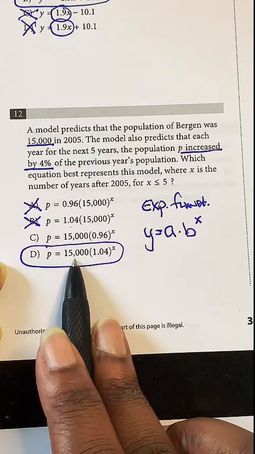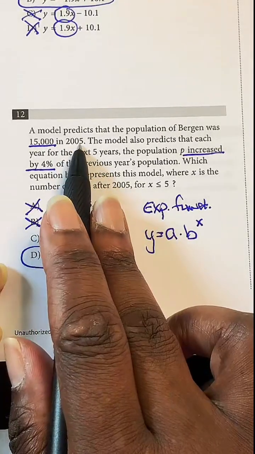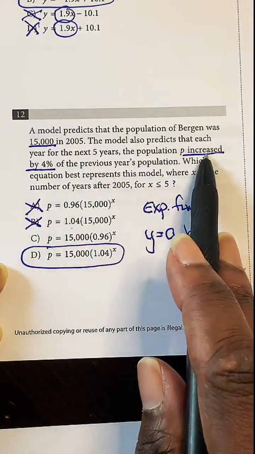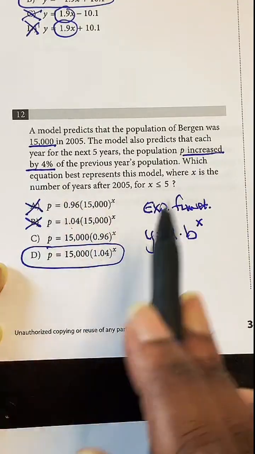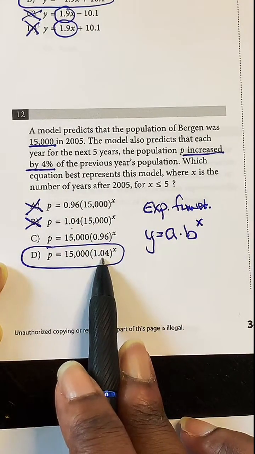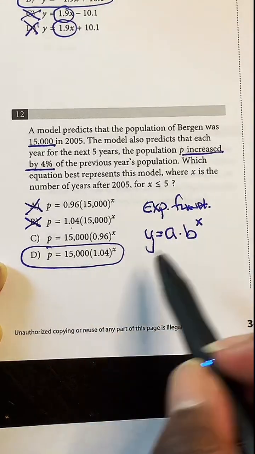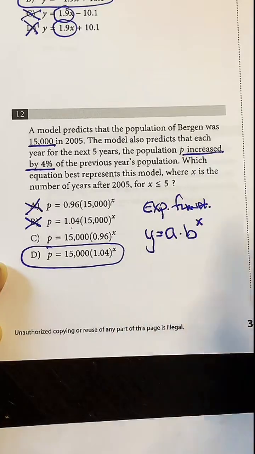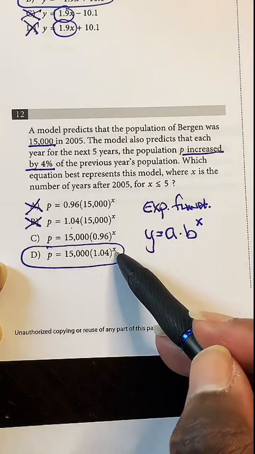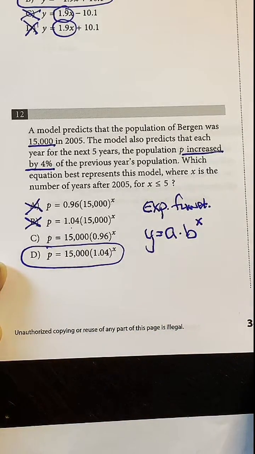So the 15,000 is what we started with back in 2005. It's increasing by 4%. So that means this needs to be larger than 1. And of course, everybody's like, well, what about the 5? Where would the 5 go? Well, the 5 will probably be the year, but we're not worried about that because that's exactly where we're going to put the 5. But they want the setup. They don't want us to solve it.